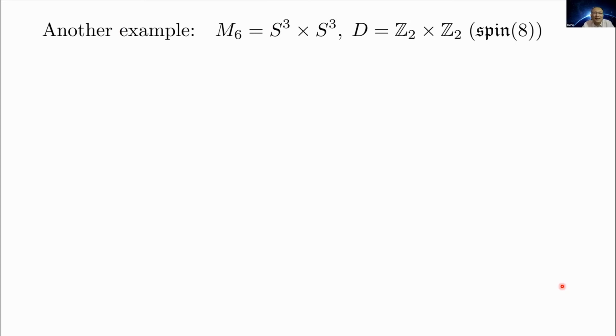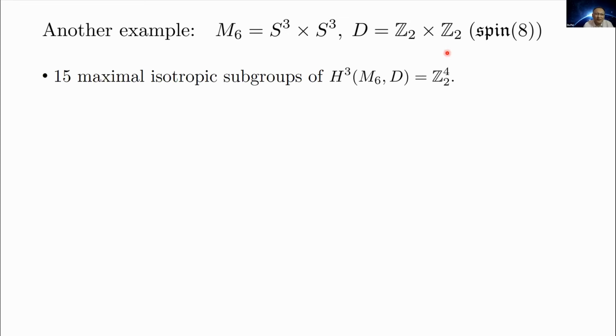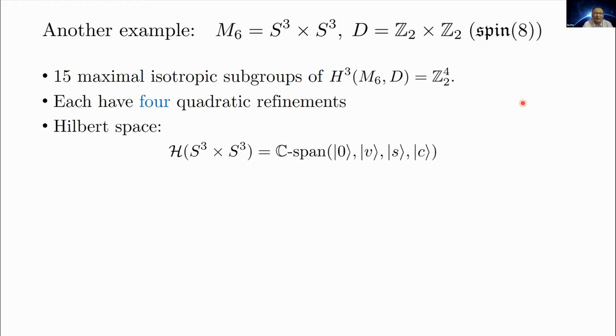To give another example, consider again the 6-manifold being a product of 2 3-spheres, and D being now a product of 2 Z2s, and the pairing is between the 2 Z2s. This would be relevant if you want to study the compactification of the 6D (2,0) theory labeled by spin 8. Now there will be 15 maximal isotropic subgroups, and each of them will have 4 quadratic refinements. So in total, you will have 60 different polarizations. The Hilbert space will be 4-dimensional in this case, spanned by these 4 vectors, and they correspond to different versions of spin 8 theories.